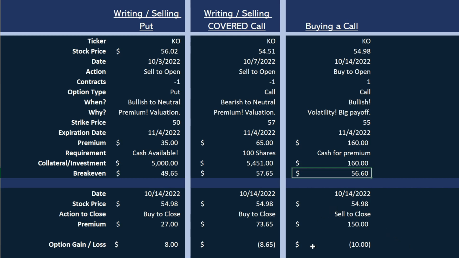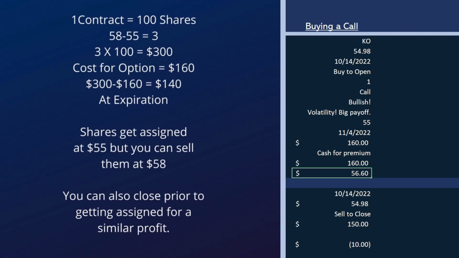A lot of times people will settle it down here, right? And they're going to sell to close. So you may be thinking, how much money can I make with an option like this? Well, let's remember, one contract gives you control of 100 shares.